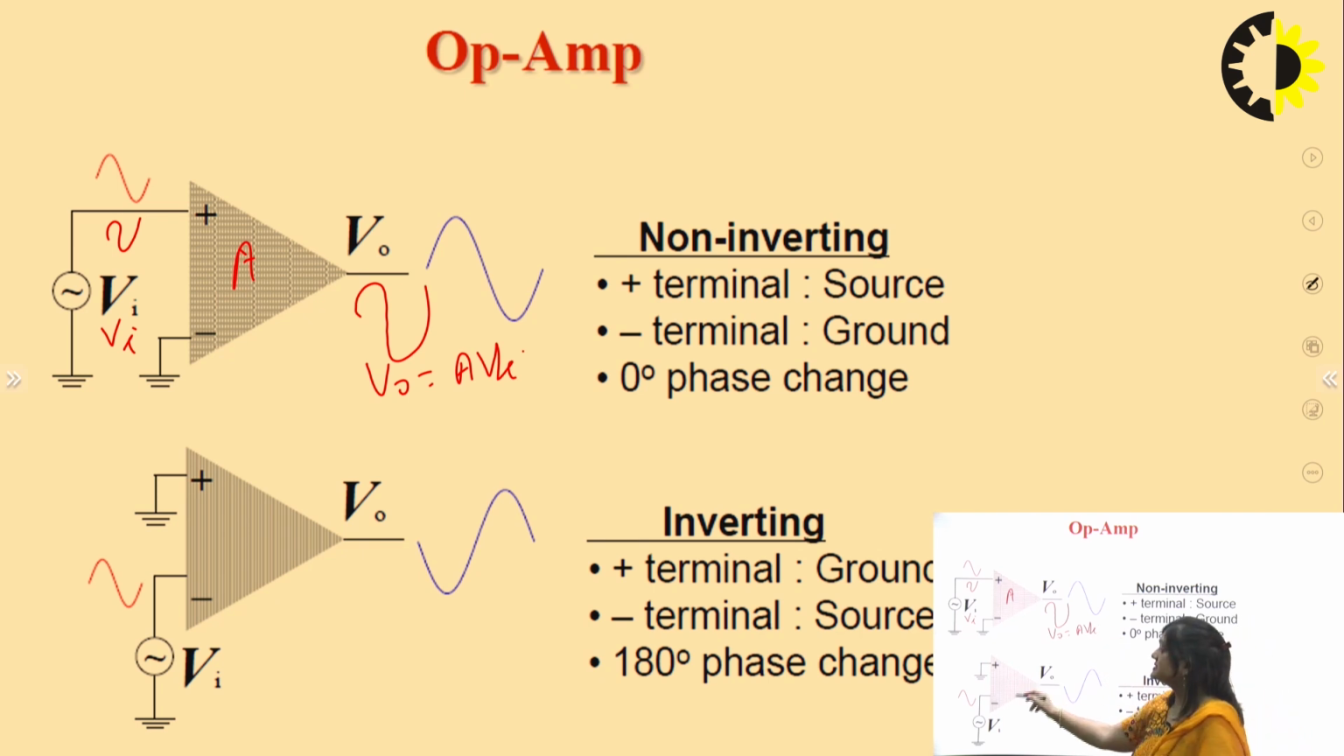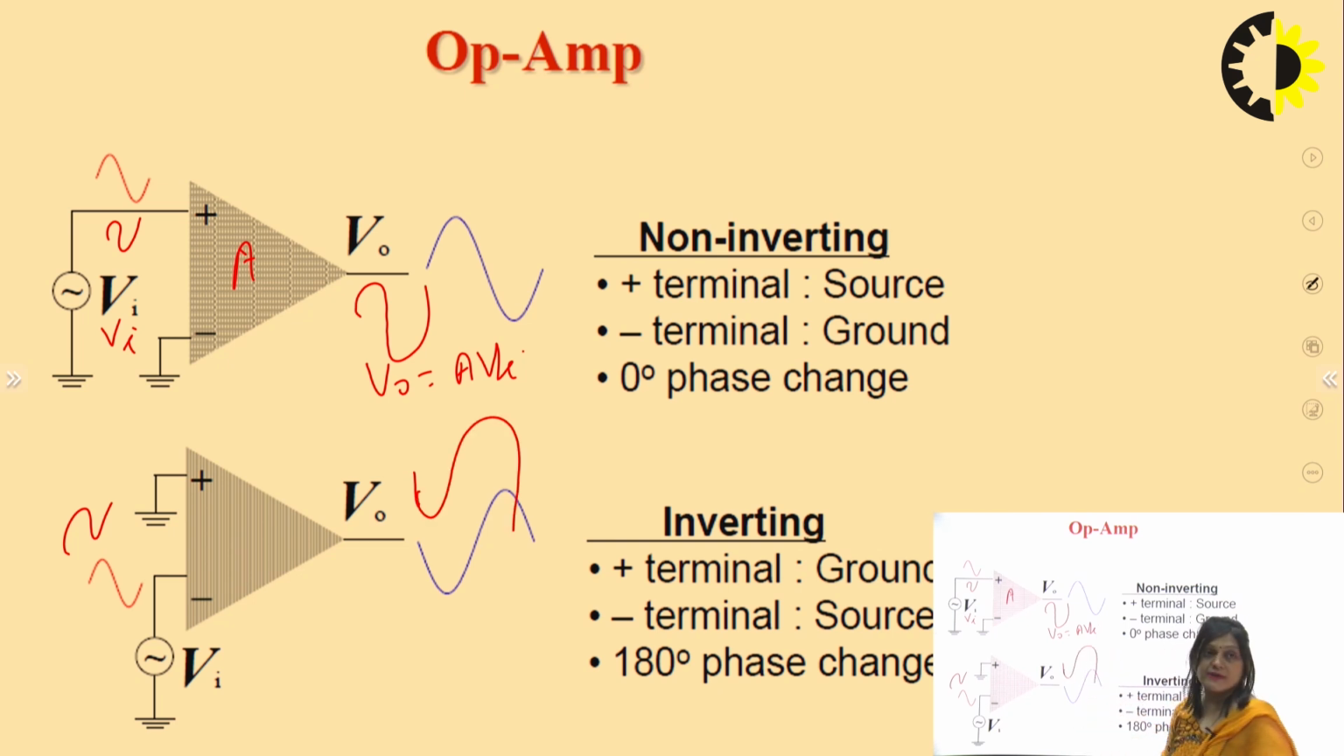And here this is the inverting amplifier because Vi is applied at the inverting input and the positive input is grounded. So here the input is there, so there will be a 180 degree phase shift in case of an inverting amplifier. So it will be in this way.